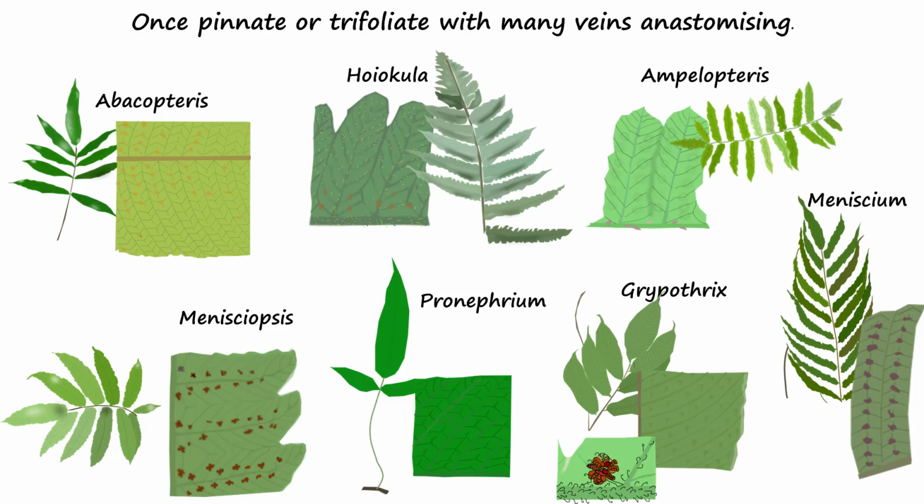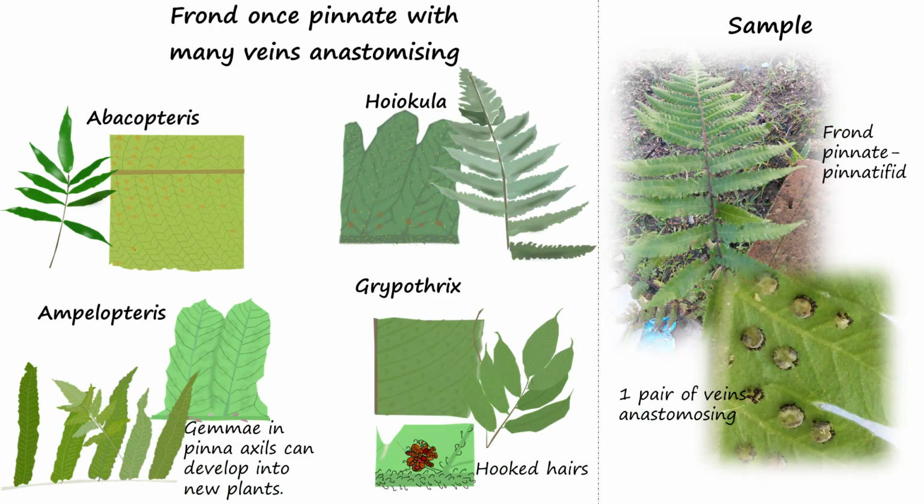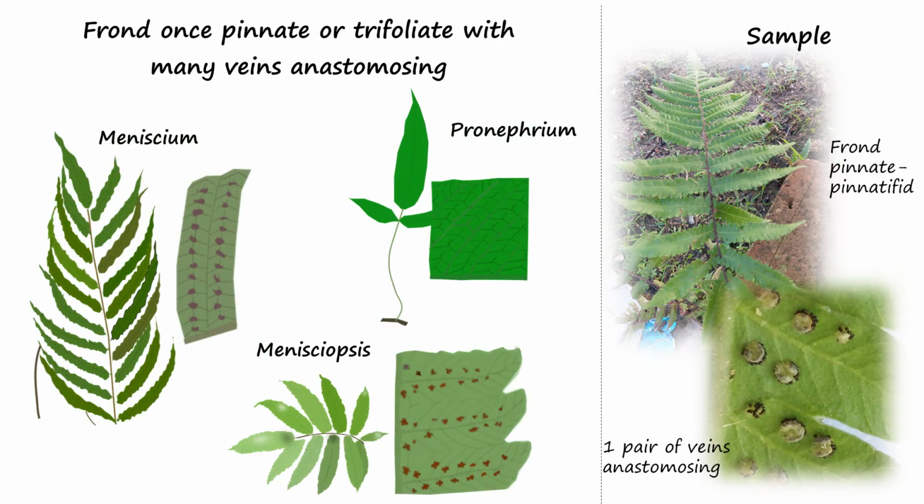And supporting the elimination of the pinnate Thelypteridaceae genera was that they have many veins anastomosing, unlike the sample, which has a single pair of veins from neighboring segments united. And so the sample was not from the genera Ampelopteris, Abacopteris, Grypopteryx, Hoicula, Pronephrium, Meniscopsis, and Meniscium.